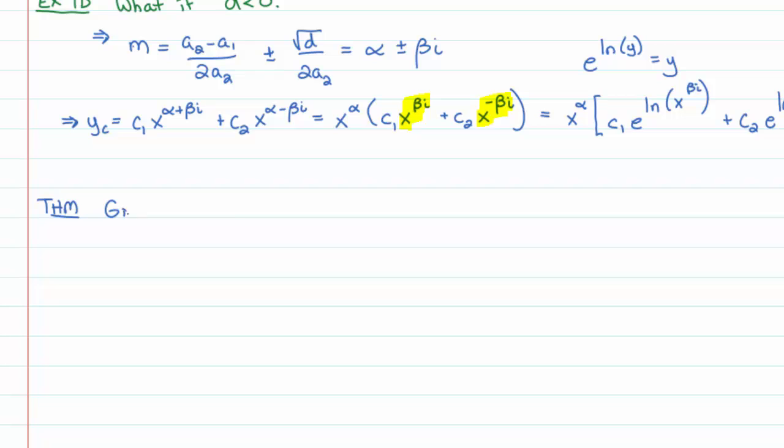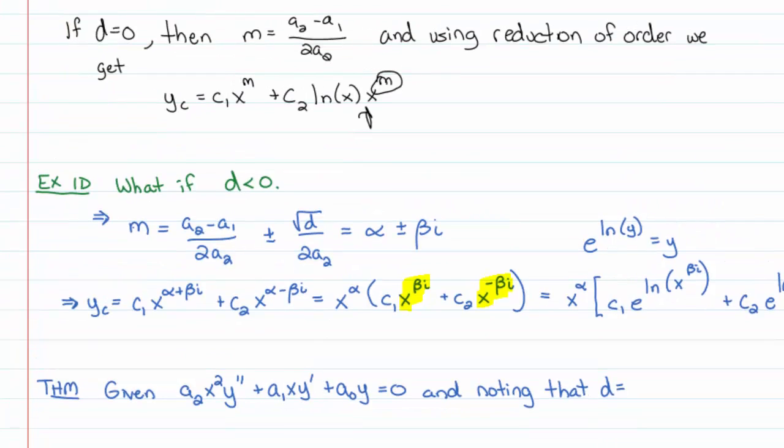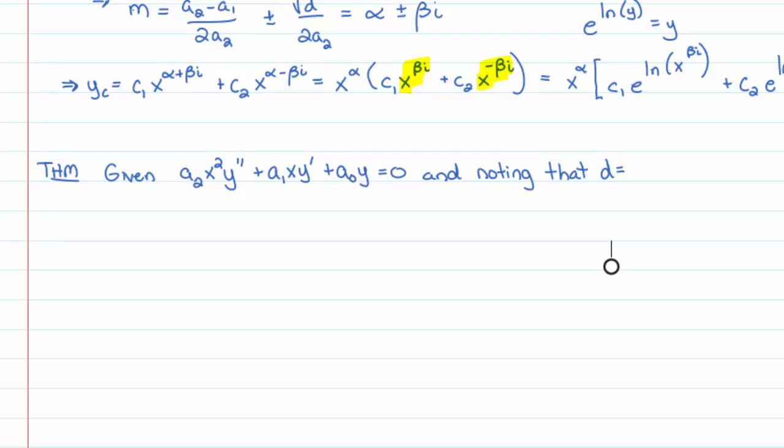Theorem: given a sub 2 x squared y double prime plus a sub 1 x y prime plus a naught y equal to 0, and noting that D is equal to the discriminant of the characteristic equation. The discriminant is the quantity, I think it's a1 minus a2, that's where it is. So D is equal to a1 squared minus 4 a2 a naught. It doesn't really matter when you square it, it becomes the same thing.